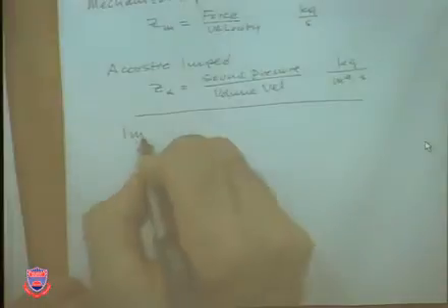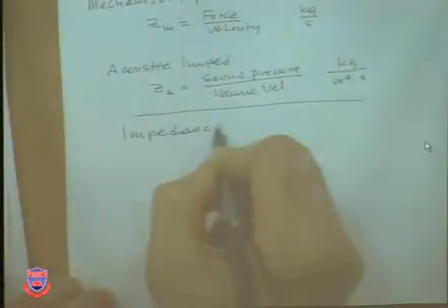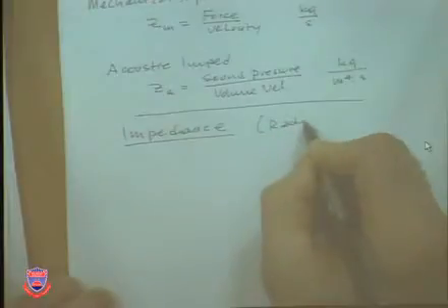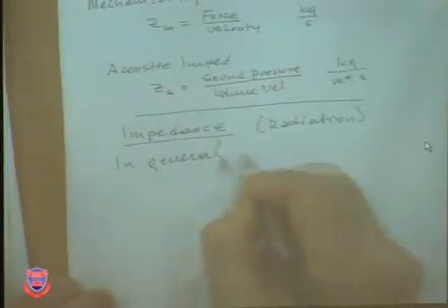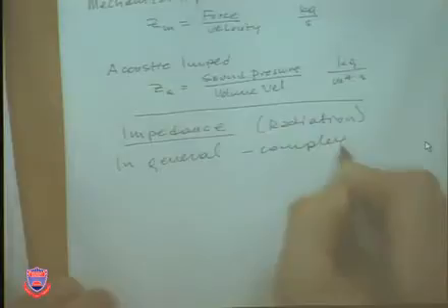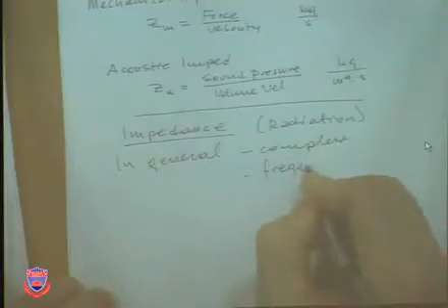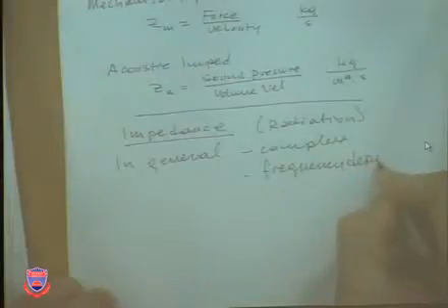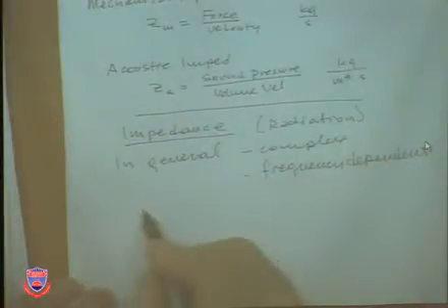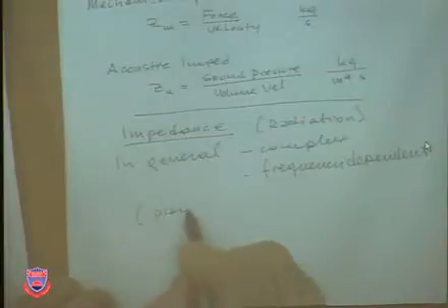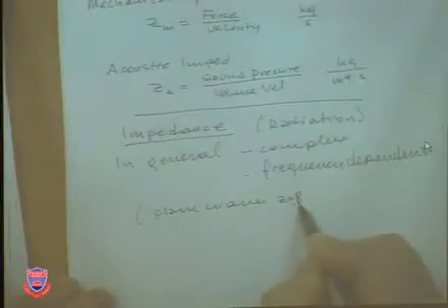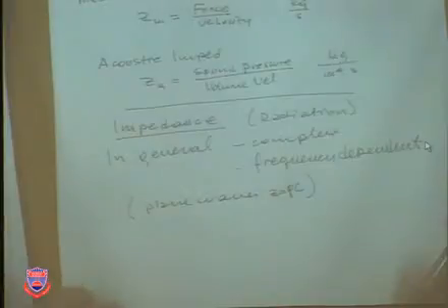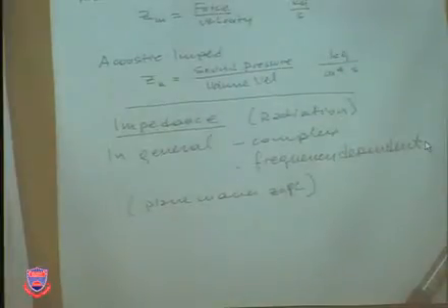Impedance in general, let's call it radiation impedance in general, is a complex number, okay, in general complex and frequency dependent. Not like for plane waves, as we had z is equal to rho c. Okay, for plane waves it's simple. It's constant, it doesn't depend on frequency, and it's real. But in general terms, that's not the case.